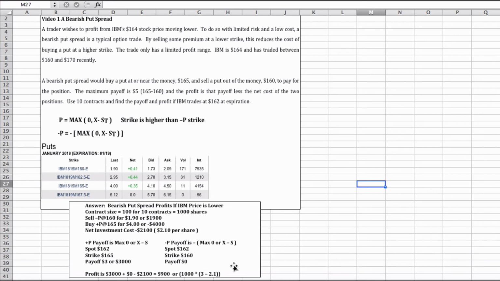Very limited range of payoff. And the best benefit is it lowers the cost of investing, and it's a limited risk trade. And that's a bearish put spread.